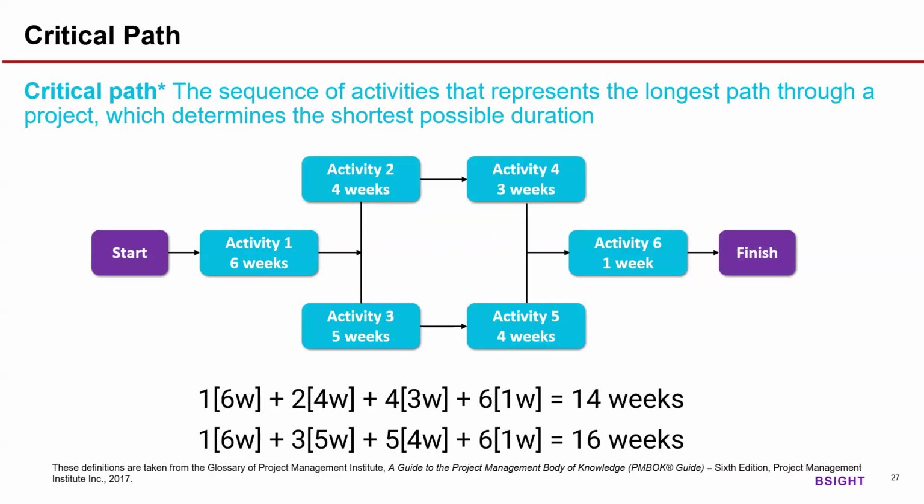What is a critical path? The definition is here: the sequence of activities that represents the longest path through a project, which determines the shortest possible duration. So, critical path is the path that determines the duration of the project. Okay, longest path and shortest possible duration. Let's take an example. I have a sequence here. I have put the duration also. Now I have to go and check how long this project from start to end will take to finish.